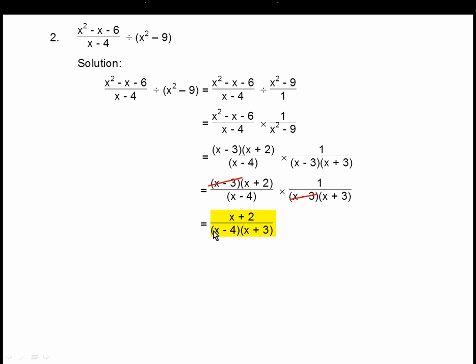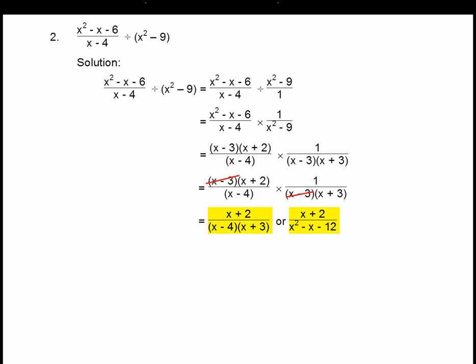Now again, if you want to FOIL out the denominator, if you want to do x minus 4 times x plus 3 to get x squared minus x minus 12, it is your choice. Again, personally, I don't like to do it. There is a reason why we don't multiply stuff out after we have it factored. That reason is not apparent now, but it will become obvious later on.